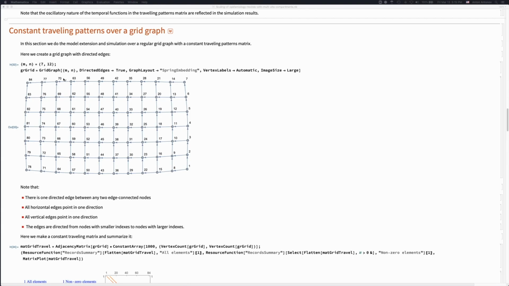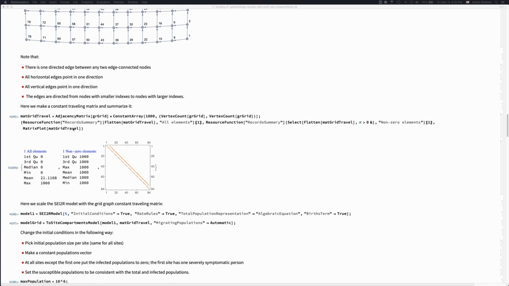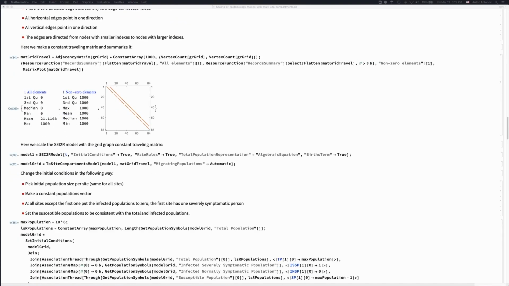My grid graph is specially constructed, as I said, so that all the edges go more or less in one direction. There's a general flow from the first node to the largest node. And so when I make my constant matrix, this is how it looks. Here we see from the summaries that the non-zero elements all have the same values.